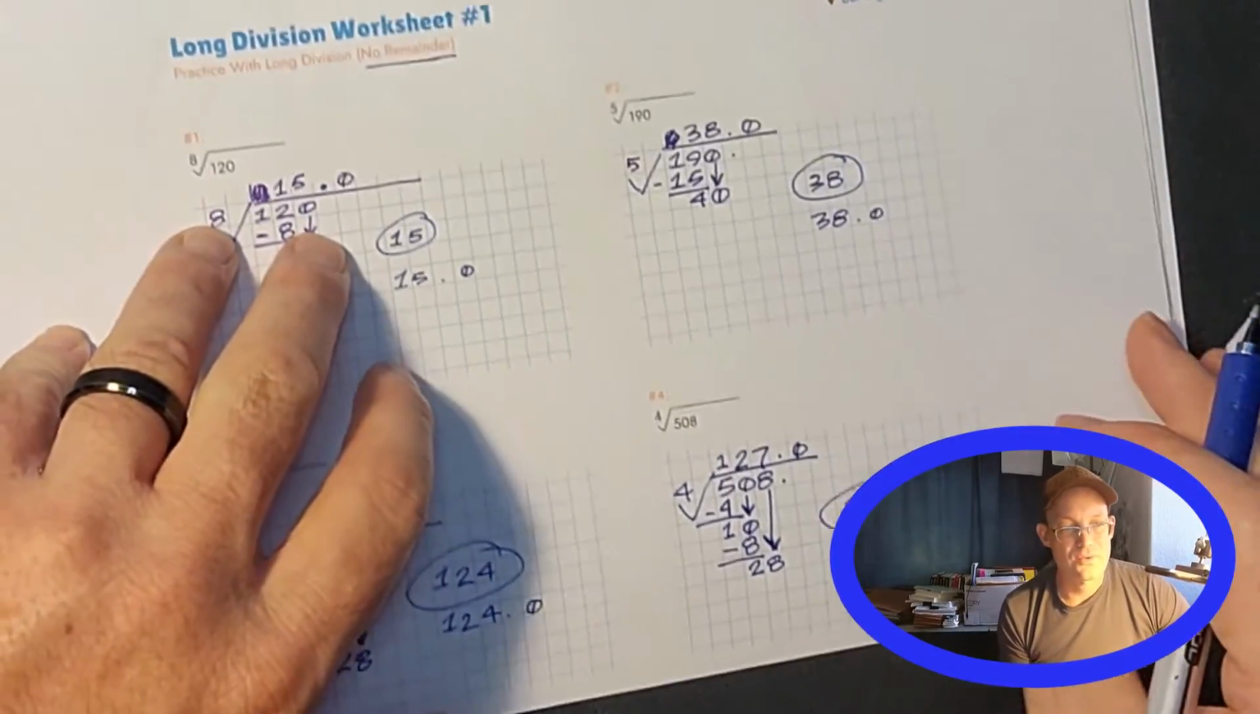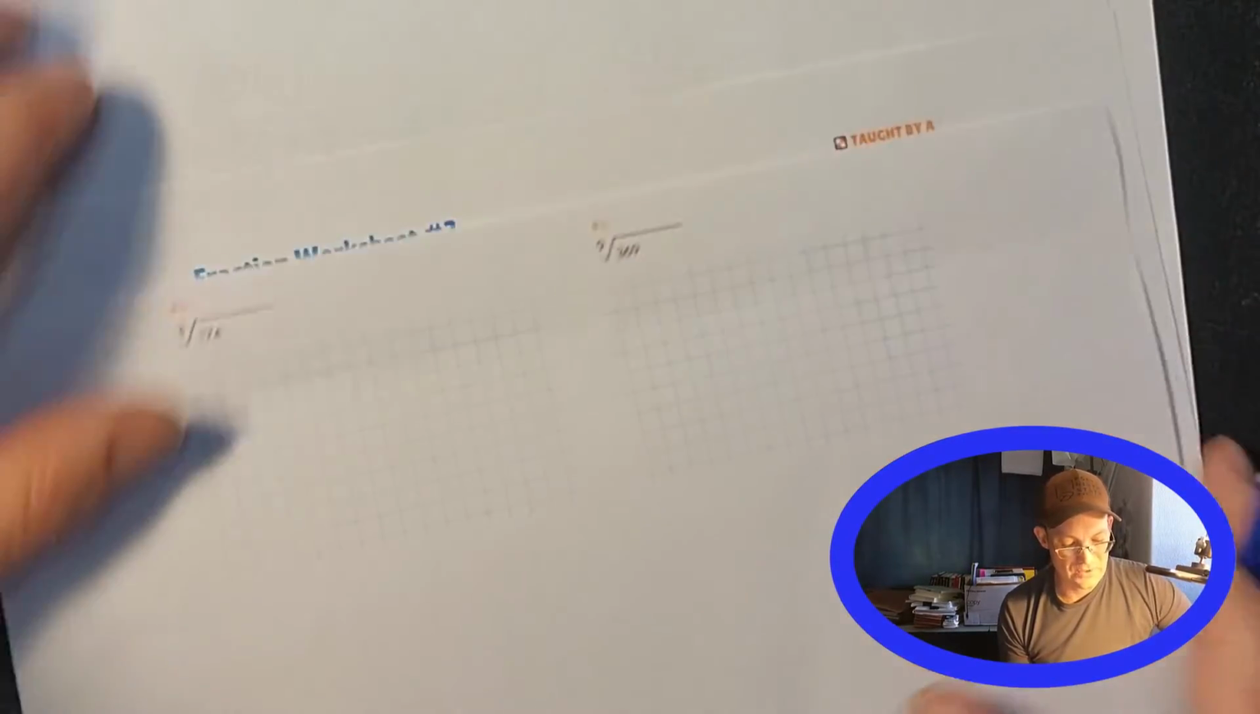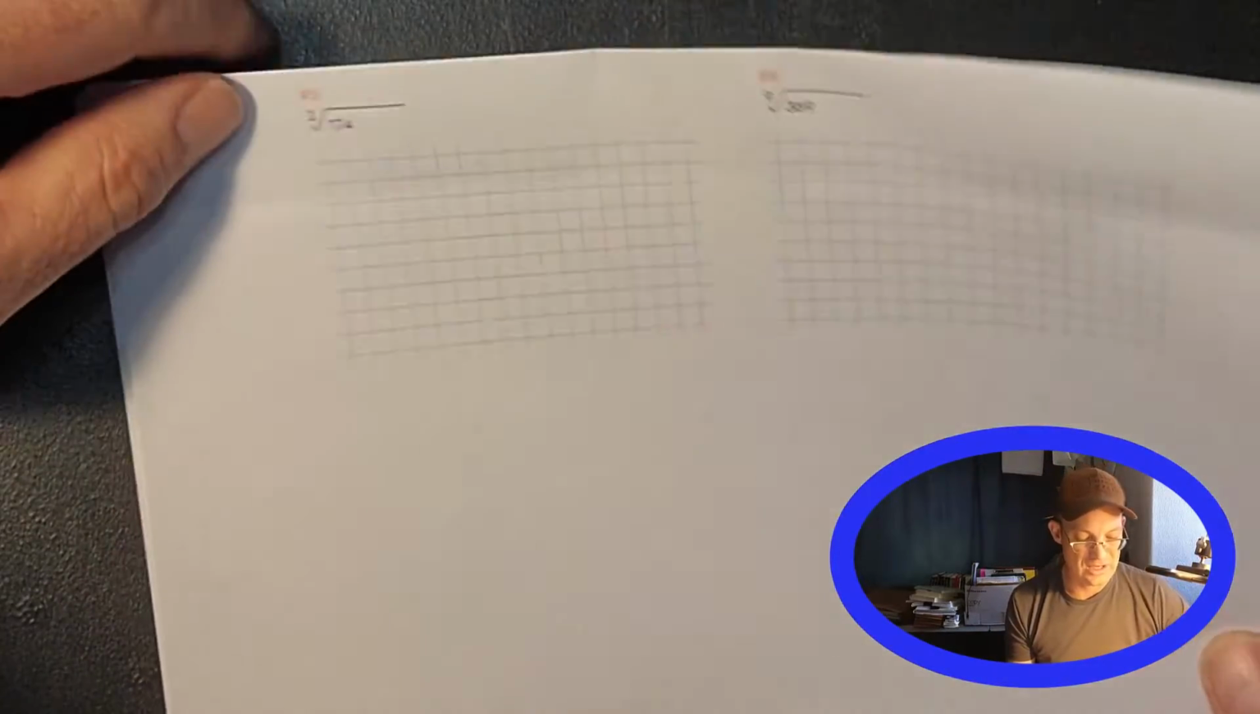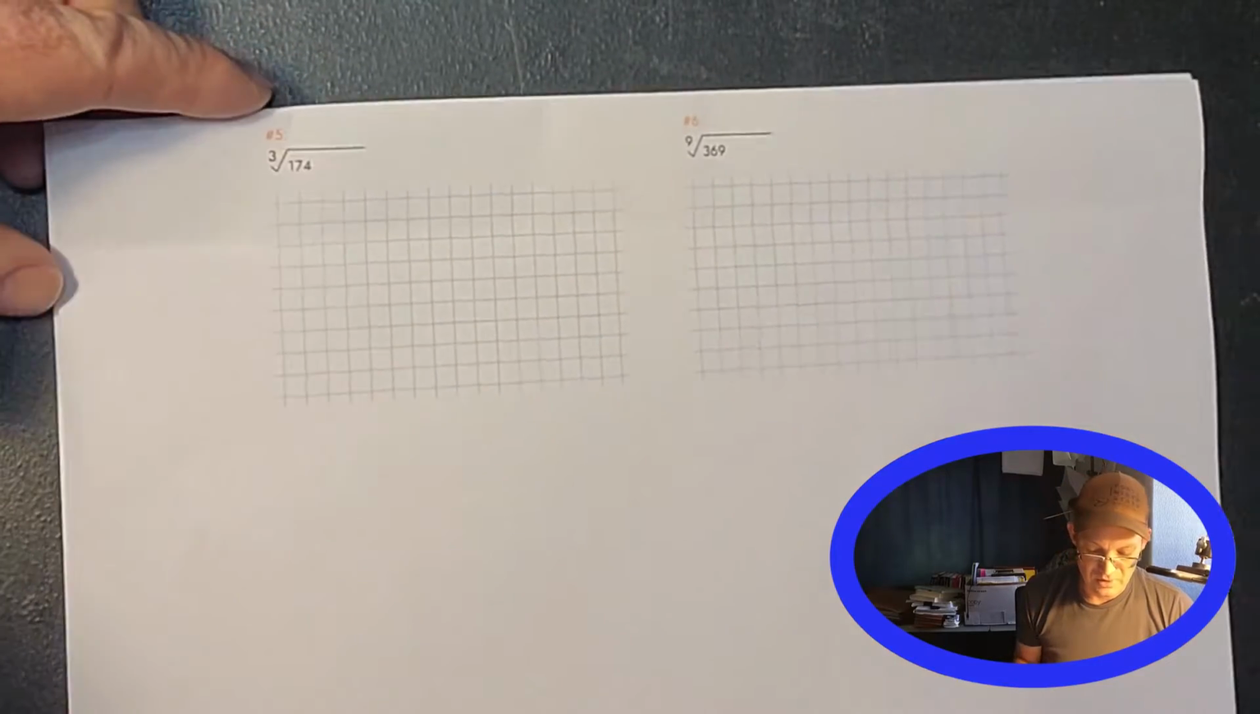Alright, only 2 more. This one's going pretty quick. So if you use a nice grid here, these long division problems aren't too bad, are they? So that's the trick. Be neat, keep your numbers lined up.